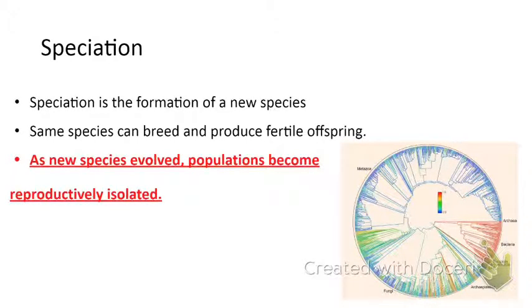All right, today we're going to talk about speciation. Speciation is the formation of a new species, right? And so, remember, the definition of individuals of the same species is that they can reproduce and produce fertile offspring.